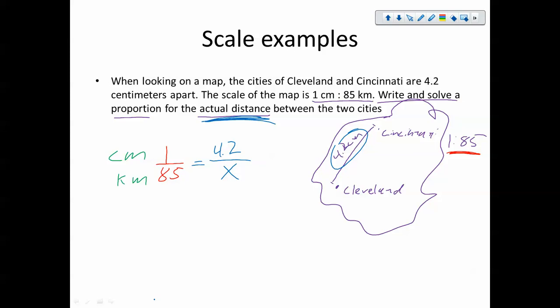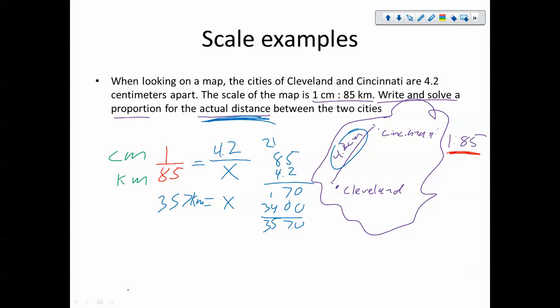So we cross multiply. 1 times x is x. 4.2 times 85. Ooh, I can't do that one in my head. Let's do a quick thing over here. 4.2 times 85. All right, that's 10, 17, 20, 22, 33, 34, 7, 5, 3, and that's 1 decimal point, so 357. So they are 357 kilometers apart in actual distance, according to the scale drawing of it.